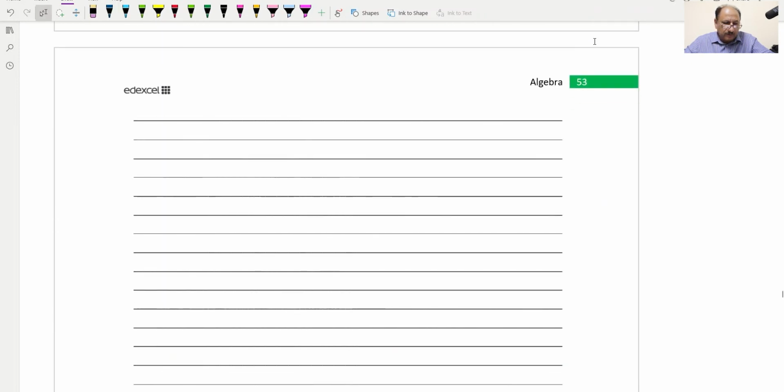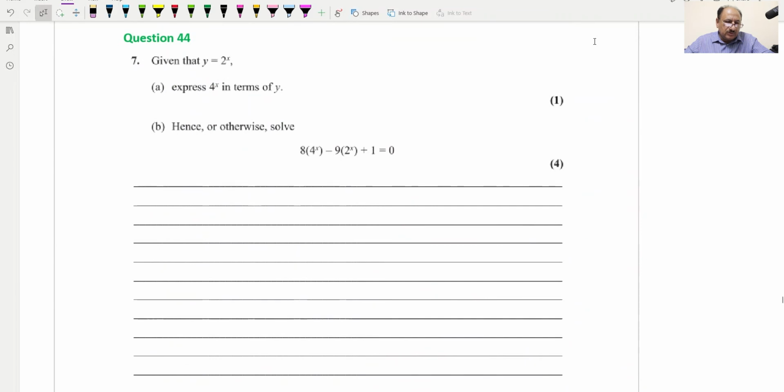Hopefully you understood this. Now we can move to the next question, which is 44, and question 44 is question number 7 of the past paper, and we can rewrite it. Basically the question is express this in terms of y. So we can write y is equal to 2 raised to the power x.